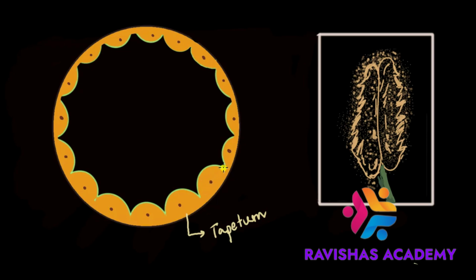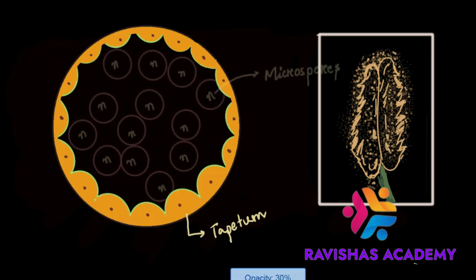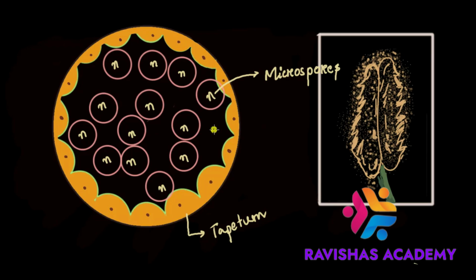Because the cells here are big, they have a lot of cytoplasm, and they provide nourishment to the cells that are growing inside. Along with that, it has many other functions, and we will discuss them when we come across those functions, alright? So inside this tapetal layer, we will have microspores, which are formed by meiotic division, and therefore they are haploid, and we discussed how these cells are formed in our previous videos already.